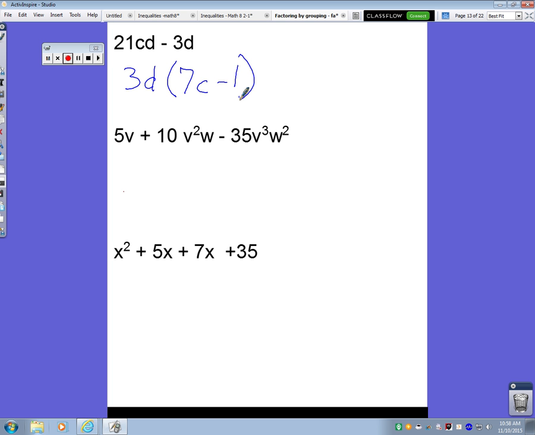Please note you have to have a 1 there so that when you distribute back, you end up with 21cd minus 3d. So make sure you don't forget the 1. Looking here at this trinomial, again, we don't use factoring by grouping. It's a trinomial. We look for a greatest common factor. In this case, it's 5 and v. Again, we need 1 as the placeholder.